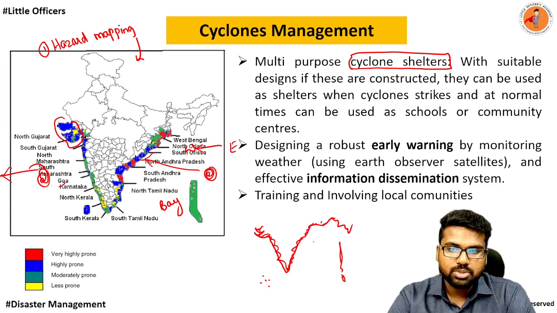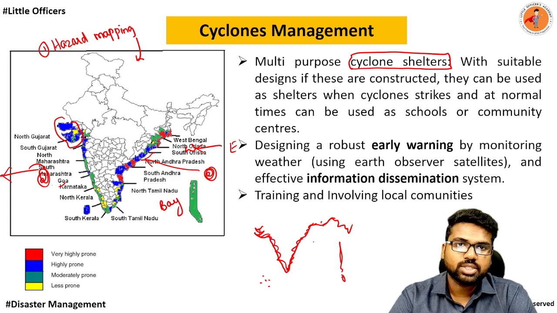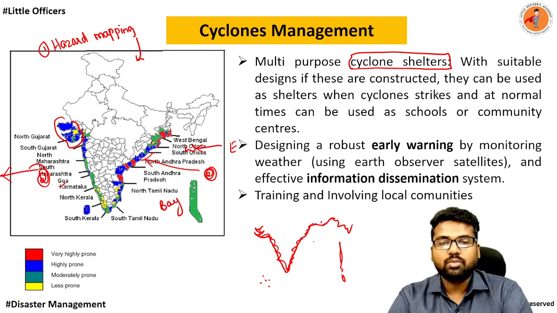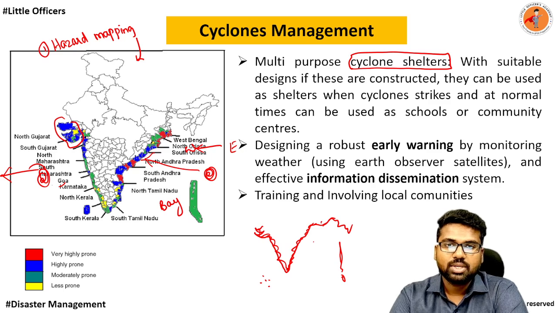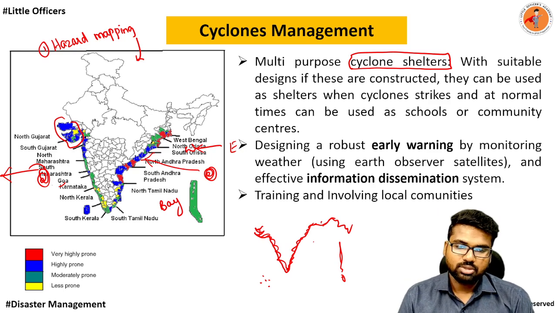In normal times you can use it as a school, or as a hospital, or as a library or something, but when there is a cyclone you can use it as a shelter. So this is one structural measure.